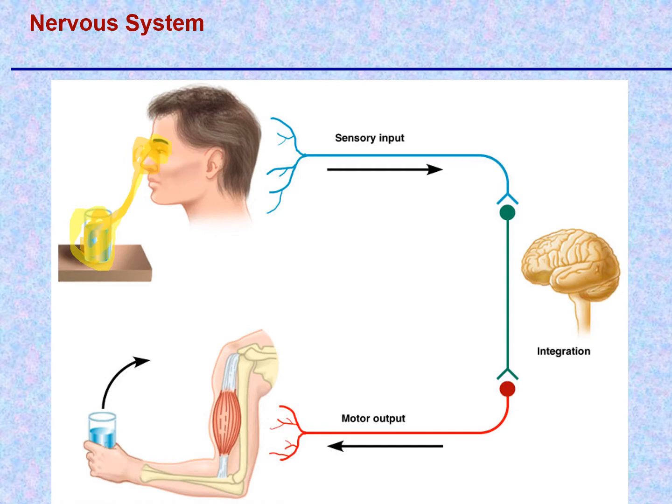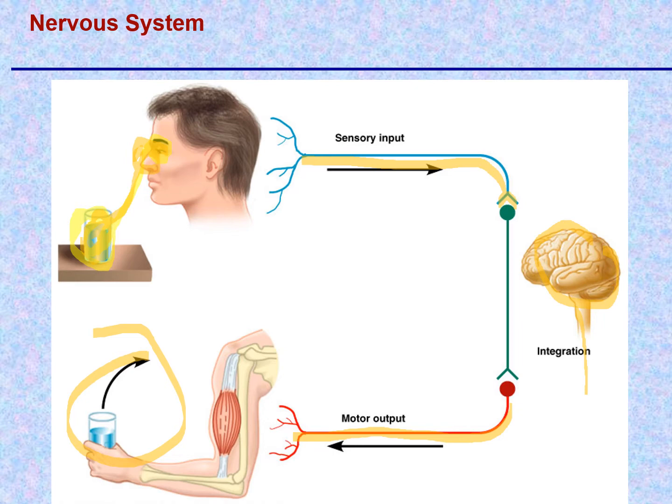And that sensory input is picked up by sensory nerve tissue, and the information is sent into the integration center, which is the brain and the spinal cord of the central nervous system, and if appropriate, motor output. And that motor output would be a neuron, a nerve cell that stimulates muscle to reach out and take the glass and drink the water. Okay, so that's a very simple example of that kind of sensory input, integration of the information, and motor output.